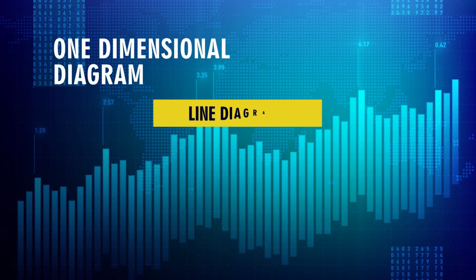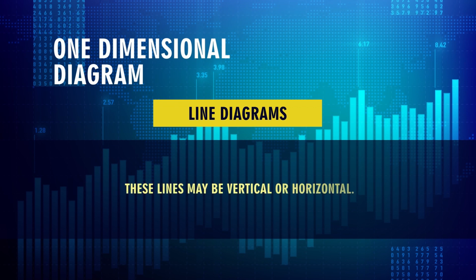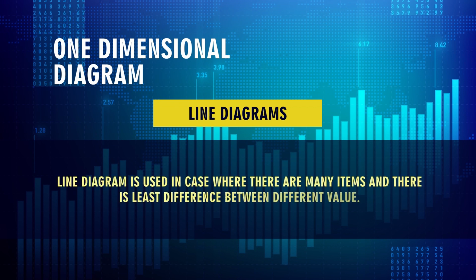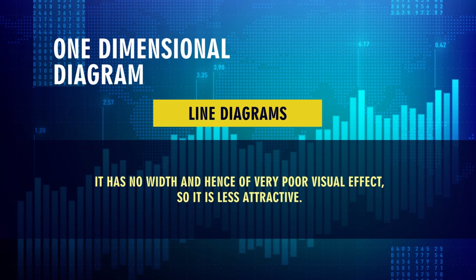If we go more into the depth of one dimensional diagrams, starting with the line diagram, we observe that in these diagrams only a line is drawn to represent one variable, and these lines may be vertical or horizontal. A line diagram is used where there are many items and there is least difference between values. The construction of the diagram is very simple. It makes comparison easy. It has no width and hence very poor visual effect, so it is less attractive.